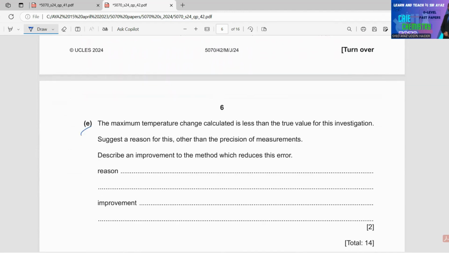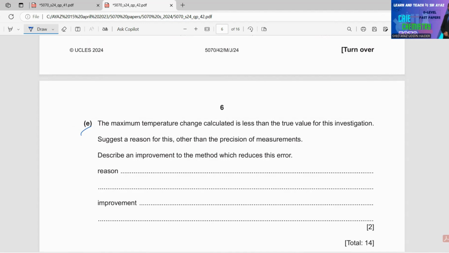Part E, the maximum temperature change calculated is less than the true value for this investigation. Suggest a reason for this other than the precision of measurements. Describe an improvement to the method which reduces this error. There will be gain in heat from the surrounding. So in this case, they can use a polystyrene beaker or insulated beaker for this purpose.